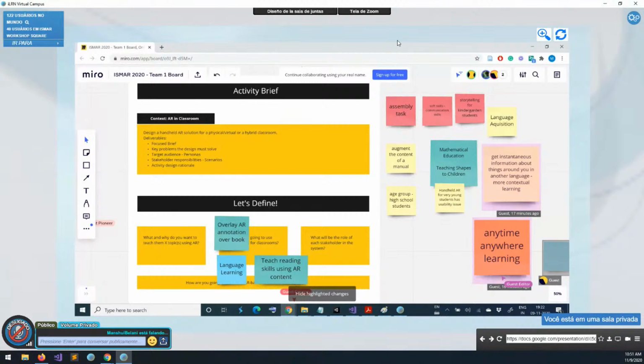Assembly tasks we could not take up because it's more of a hands-on kind of thing, and both hands are required, so having a handheld AR would not be such a good idea. So finally we pinned down on this language acquisition approach, and our focused brief is the development of a handheld augmented reality application for foreign language education in virtual classrooms for high school students.